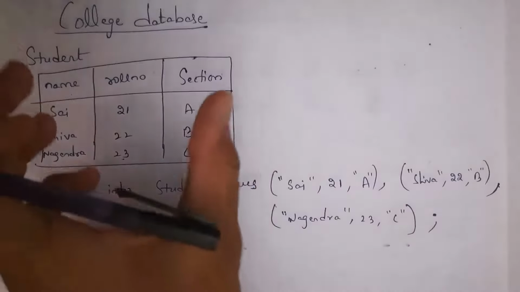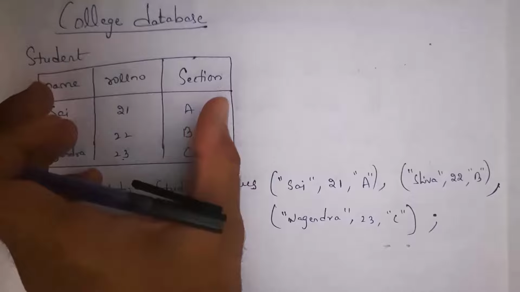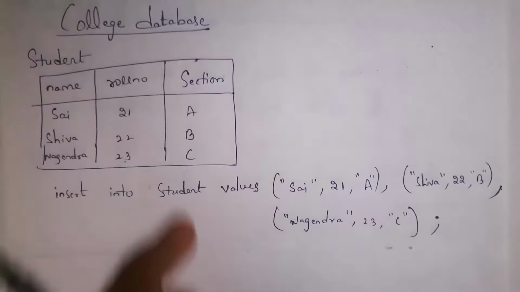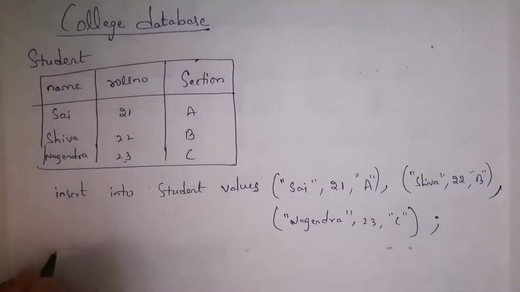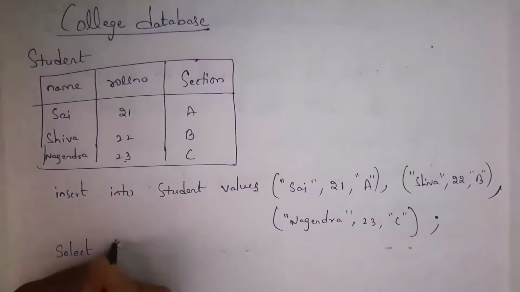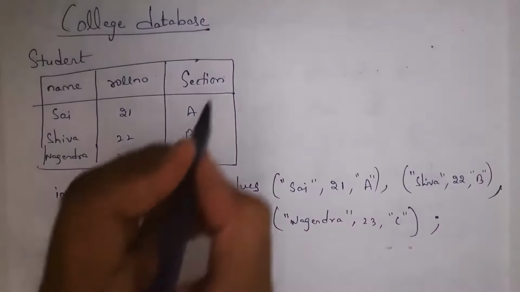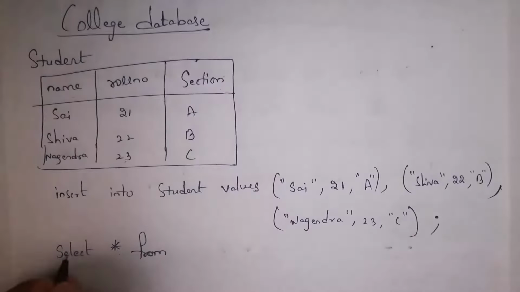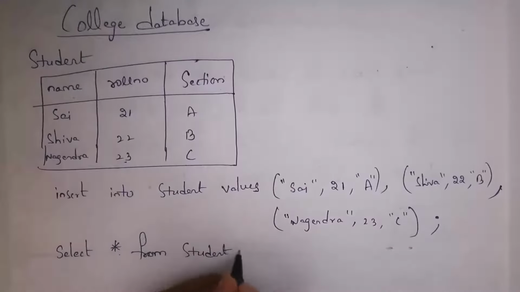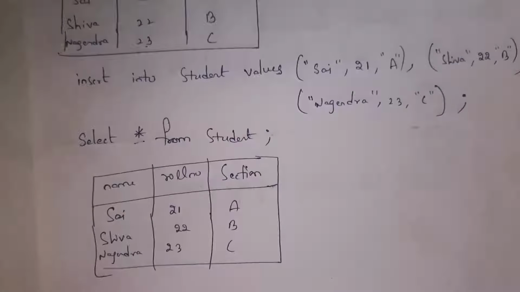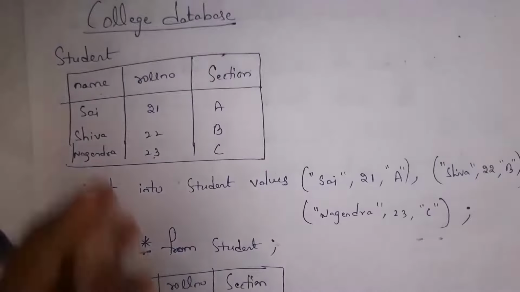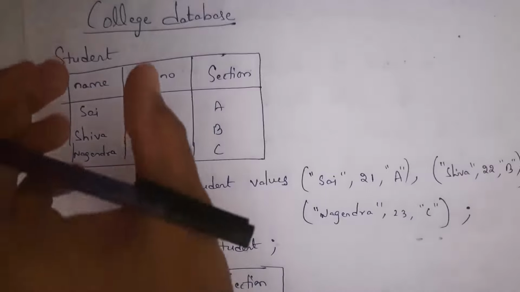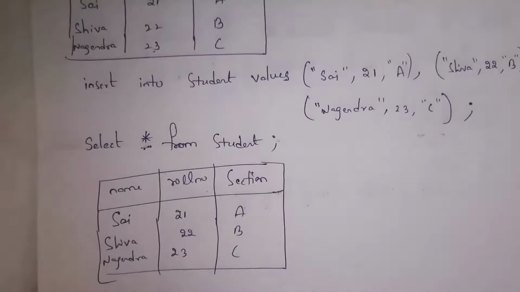Now I want to see this entire table as output. So in order to see this entire table as output, you need to use the select command. So just write here select star. Star is nothing but it will display the complete table. Star from, my table name is student. So just write here select star from student and give a semicolon. So this is my output. Guys, just remember the star means complete columns. So it will display all these 3 columns as output. So this is my output.